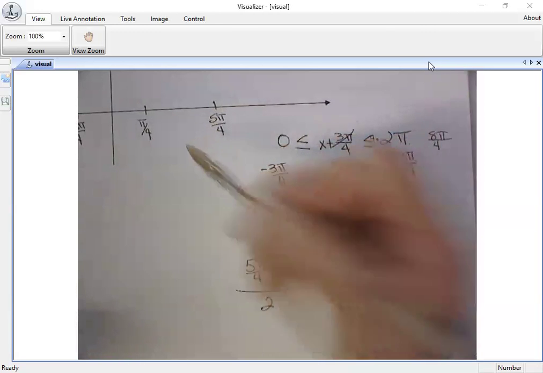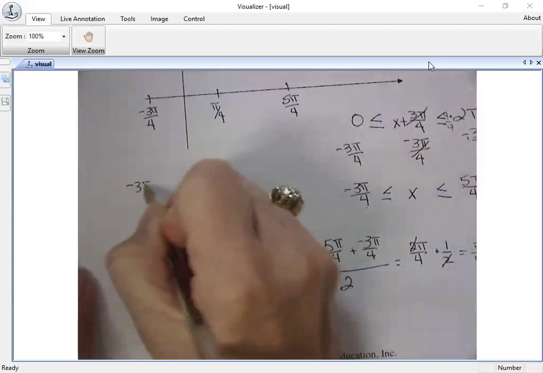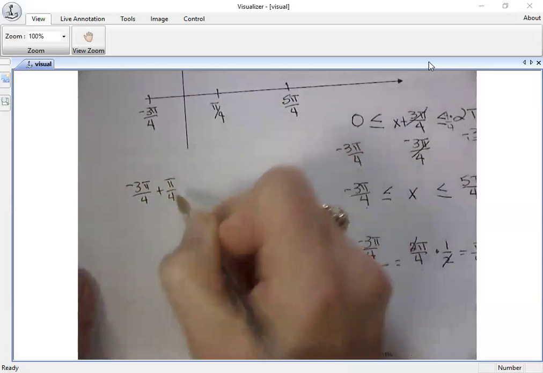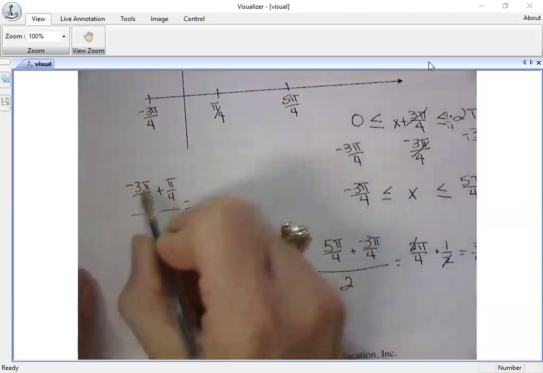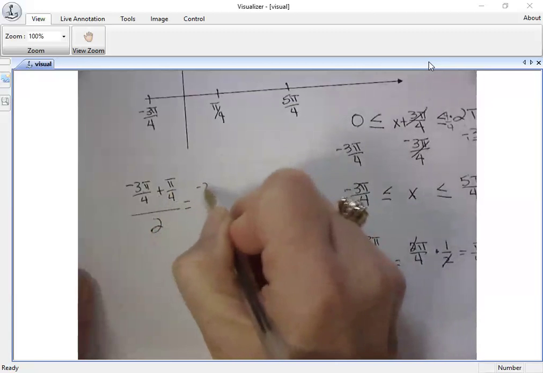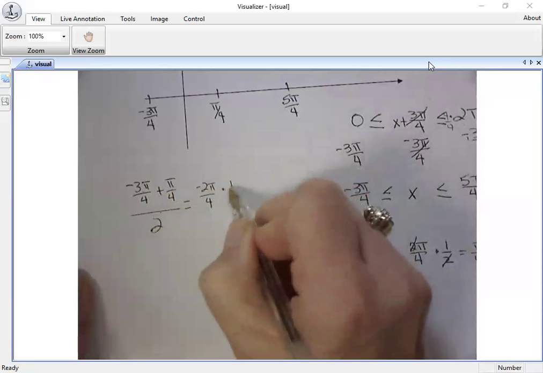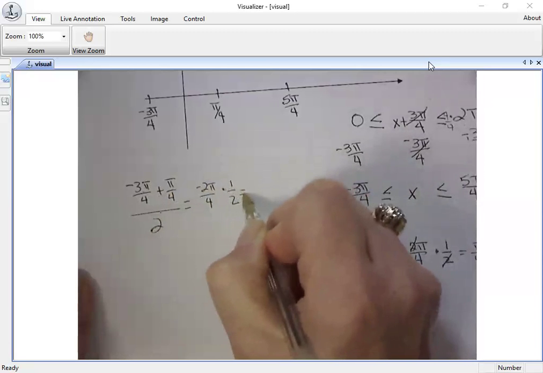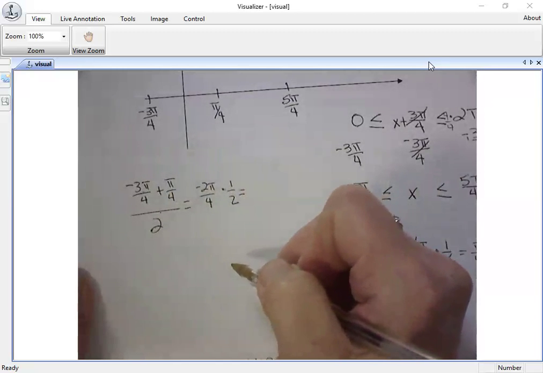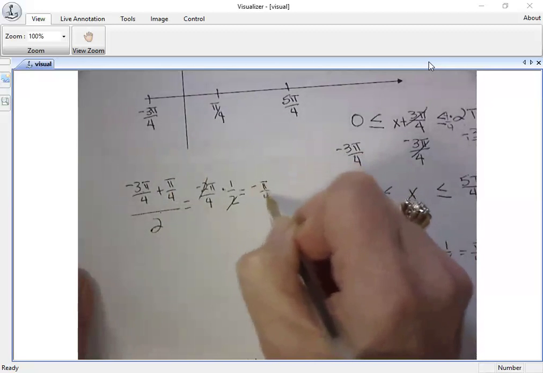You found it yet? Negative 3 pi over 4 plus pi over 4 is how much? Negative 3 pi plus 1 pi is negative 2 pi over 4. And instead of dividing by 2, you multiplied by 1/2. What did you get? Am I losing you guys? Pi over 4. Yeah, the 2's cancel. That's a negative pi over 4, right?